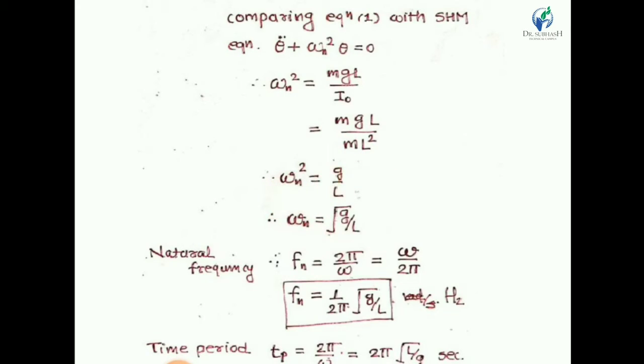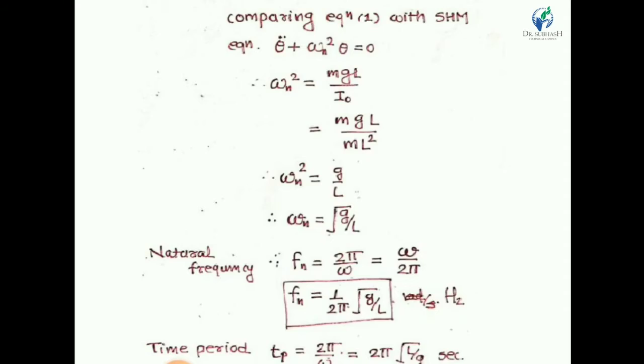So frequency fn is equal to omega upon 2 pi, so we obtain 1 upon 2 pi under root g by l in hertz. And if we want to determine the time period, then time period is equal to 2 pi upon omega, so 2 pi under root l by g. So this is the equation of time period and natural frequency of simple pendulum by the energy method.